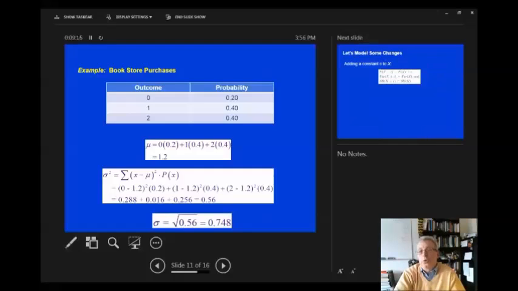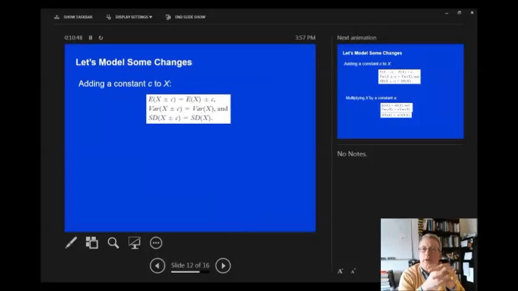So as a bookstore owner, I have a little bit less. I forgot to calculate my standard deviation: take the square root of that, so it's 0.74, which is still a relatively small variation relative to my mean. Take a look at how to model some changes or alter some of our data.